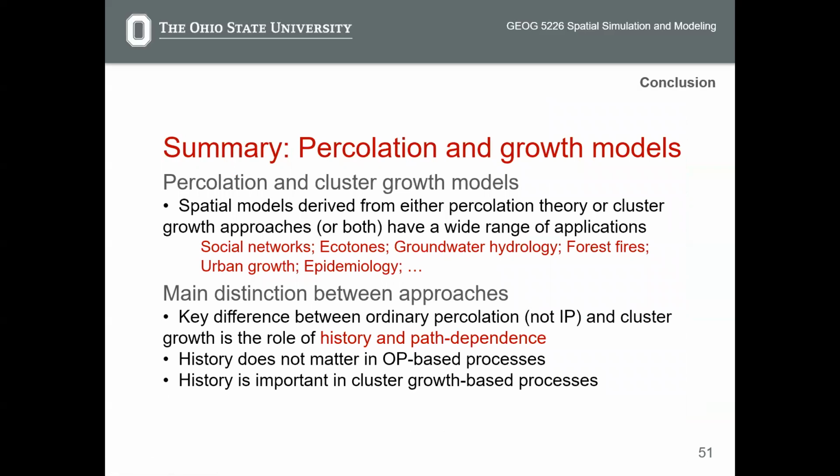So let's make a summary of this chapter. In chapter 5, we talked a lot about different types of percolation models and growth models. Percolation and cluster growth models are spatial models derived from either percolation theory or cluster growth approaches. They have a wide range of applications, right? We talked about the percolation of fire, hydrology, epidemiology, and urban growth, right?